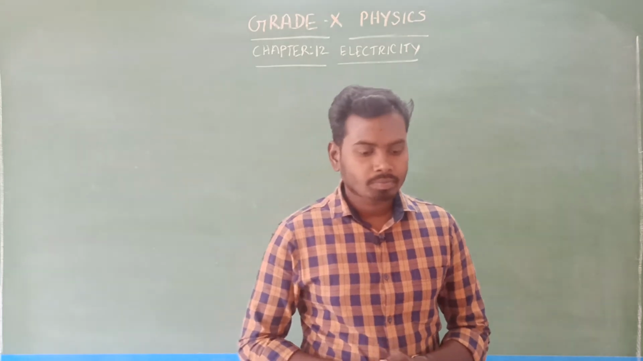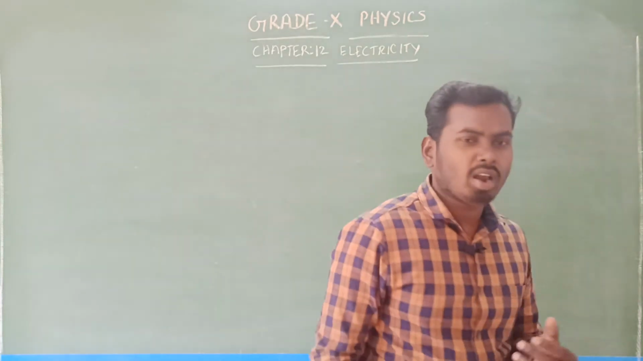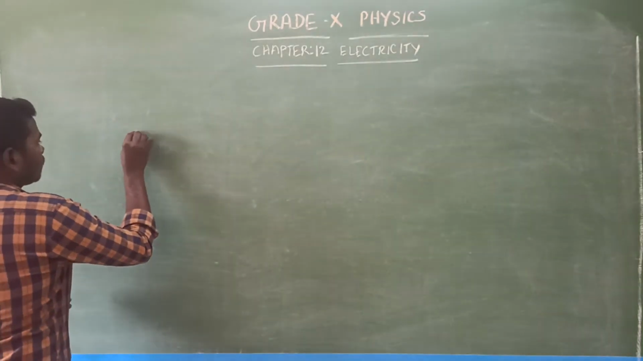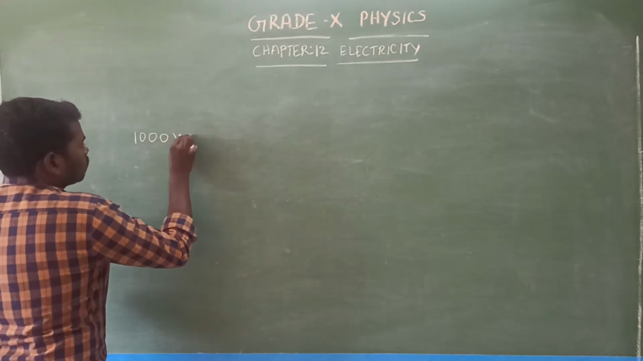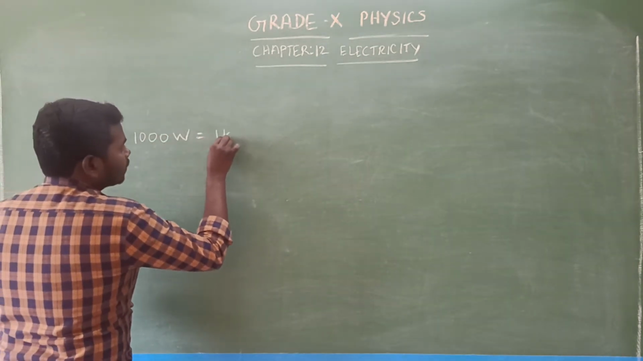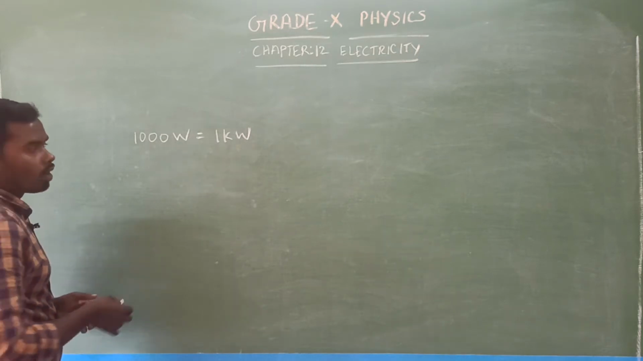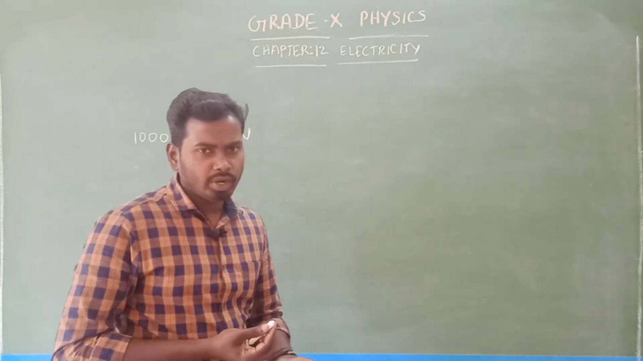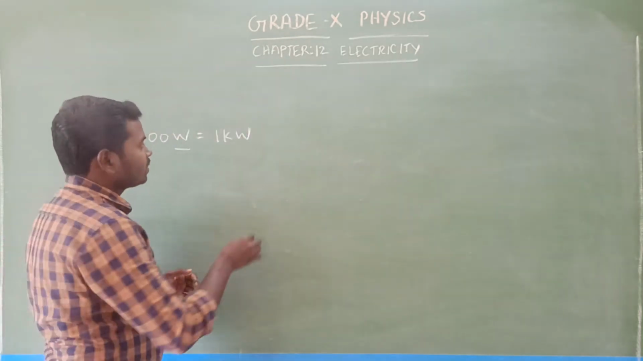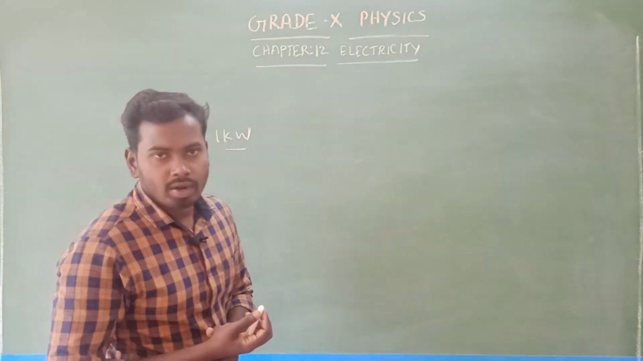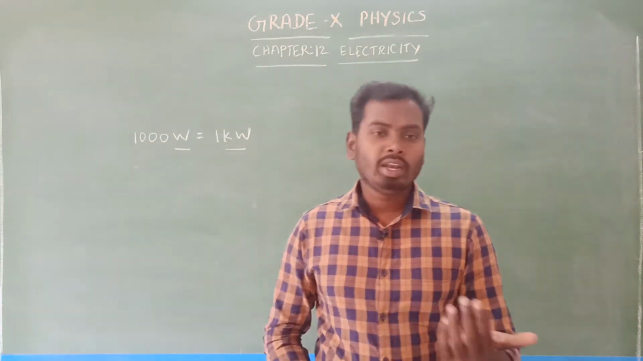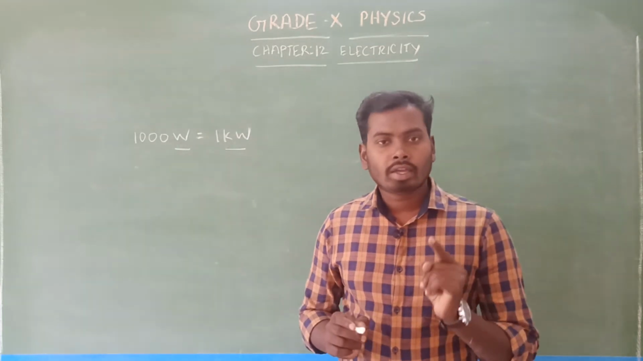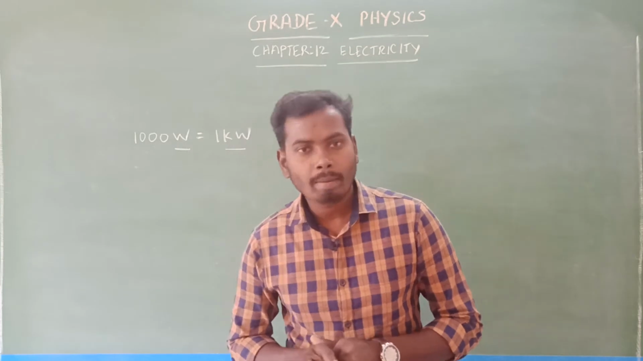Watt is a very small unit, because 1000 watt is equal to 1 kilowatt. Since watt is a very small unit, we need an alternative unit for calculating electrical energy, that is kilowatt, because kilowatt is a bigger unit compared to watt. So 1000 watt is equal to 1 kilowatt.